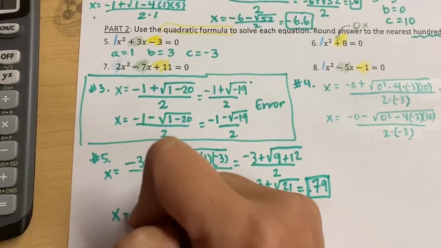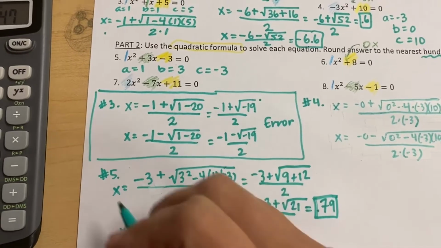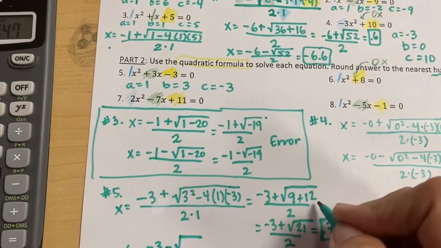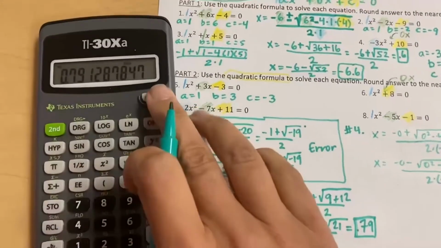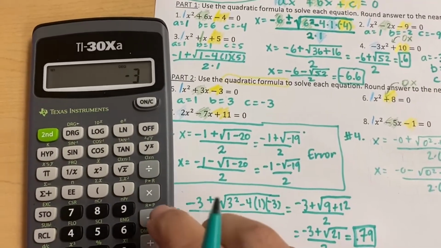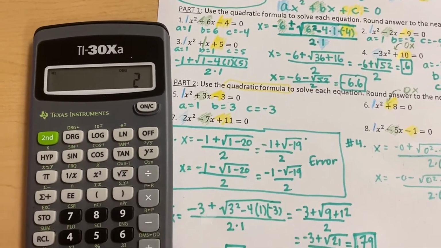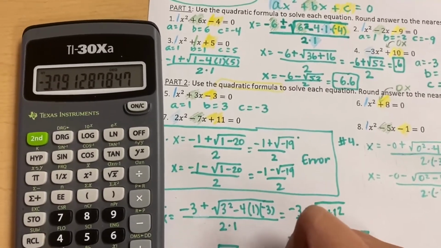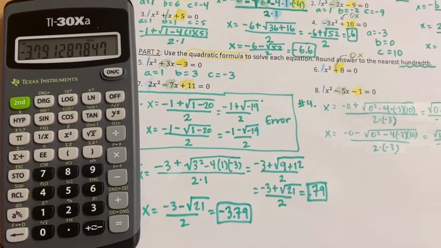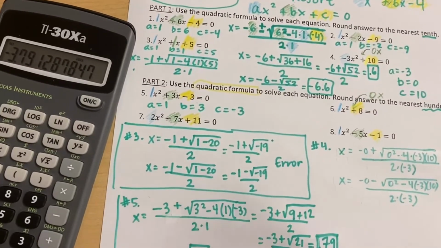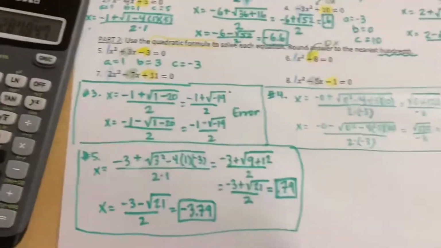All right, now what else could x equal? The same thing, -3, but change that to a negative sign. Square root of 21 over 2. So -3 minus the square root of 21, enter, divide by 2. We get -3.79. Cool. All right, that was question 5.